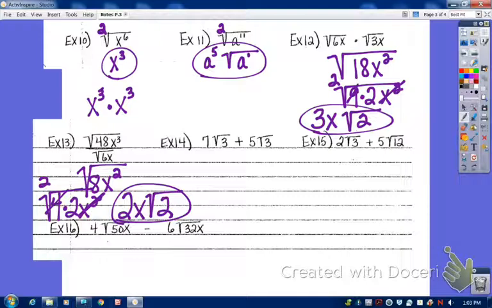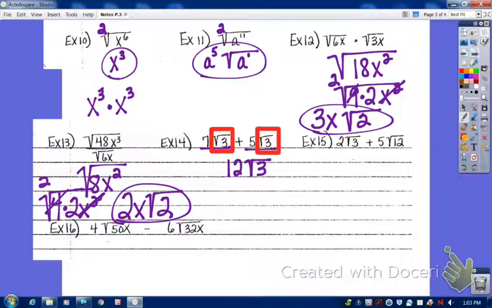Example 14 is showing us how we can add square roots. 7 square root of 3 and 5 square root of 3 are considered like terms because they both have square roots of 3's. Anytime you're adding or you're subtracting and you have two radicals that are exactly the same, you leave the square root of 3 and you just combine the numbers out in front. So 7 and 5 combine to be 12. Anytime you're adding or subtracting, you just keep that radical. It's like a like term. It's like you're adding or subtracting x's.